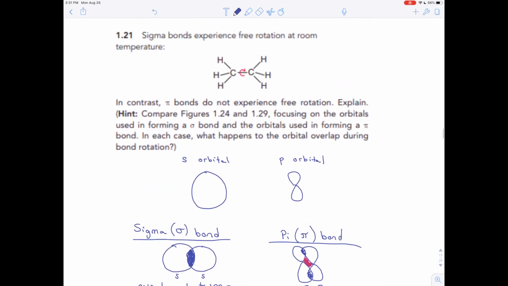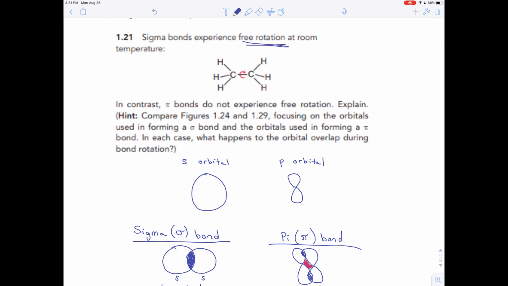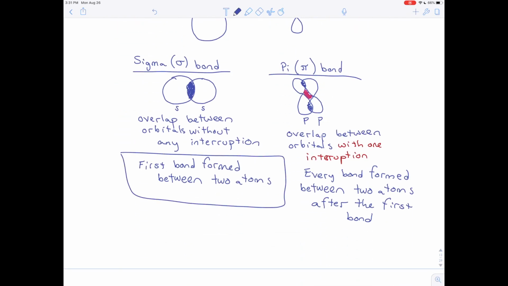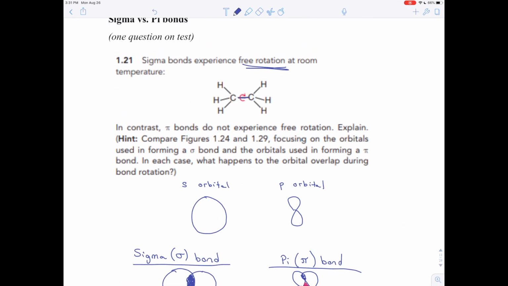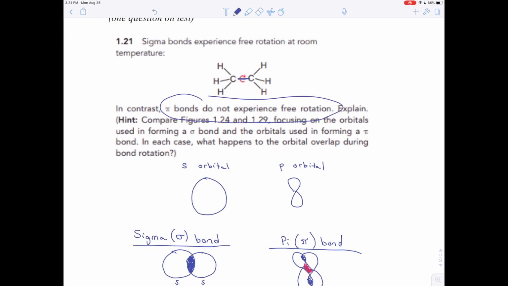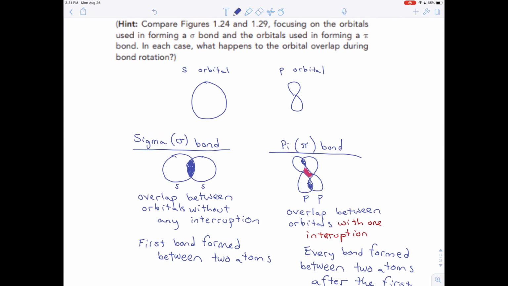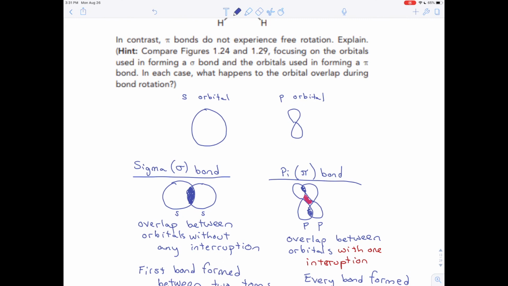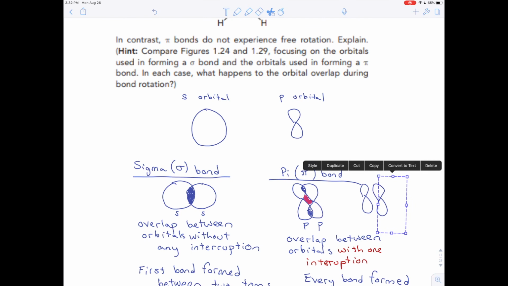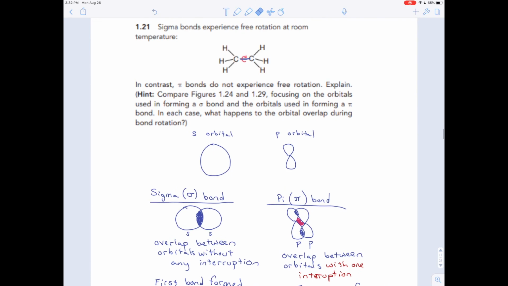They can't rotate. So if we go back to this question, it said sigma bonds experience free rotation. They can rotate. See it moving right here. And you know this is a sigma bond because there's only one bond there, and sigma bonds are the first bond formed between two atoms. So this bond can rotate perfectly fine. But they say pi bonds do not experience free rotation, and they want you to explain. And for the explanation, you would want to draw out these two prototypes for the sigma bonds and pi bonds, and you would want to talk about how, in order to have a pi bond, two p orbitals have to overlap, and for that they have to be parallel, because if you rotate one of them, the p orbitals can't overlap anymore. And so it would break the bond. And that would be the explanation for that one.